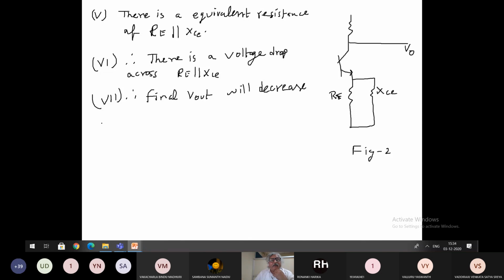And if final V out will decrease, then voltage gain will also decrease, because voltage gain is V out by V in, and V out is decreased, so your voltage gain will also decrease. Therefore, voltage gain decreases.